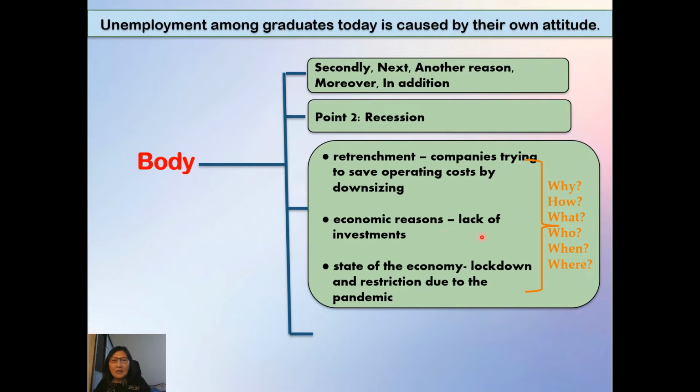So when there is a lack of investment, of course, there will be fewer opportunities for graduates to be hired. So you develop your ideas using the question words here. And then also the third supporting detail, right, we can talk about the state of the economy, lockdown and the restrictions due to the current pandemic. And this has actually caused a recession in the economy as well. Okay, so you put in all the supporting details, and also you can provide examples.